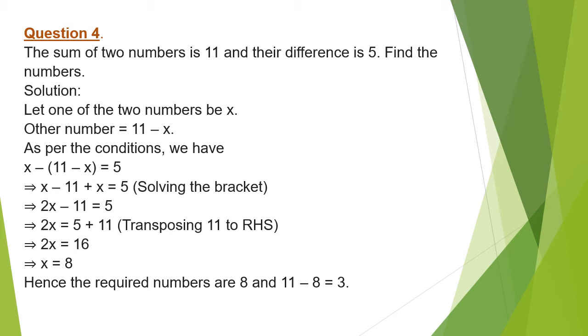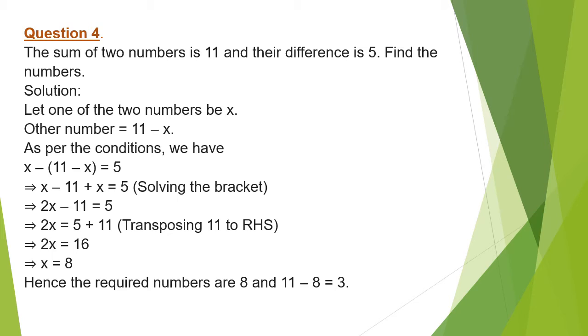Question number 4. The sum of two numbers is 11 and their difference is 5. Find the numbers. The sum of two numbers: that means we don't know the two numbers. If we add those two numbers, the sum is 11, and their difference is 5. If we subtract those two numbers, we'll get the difference as 5.